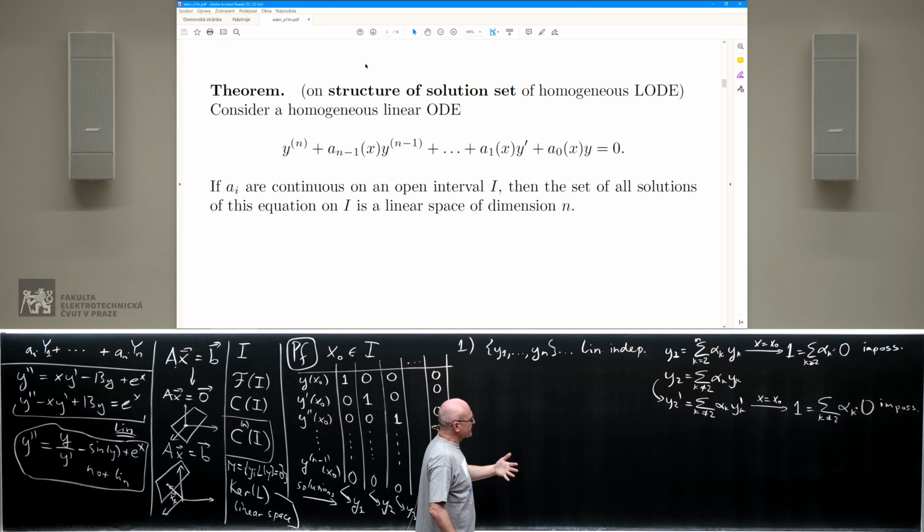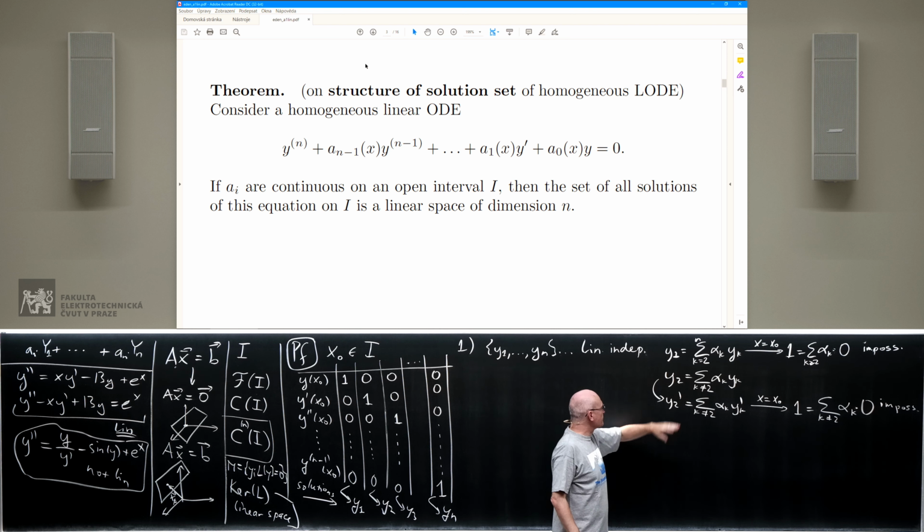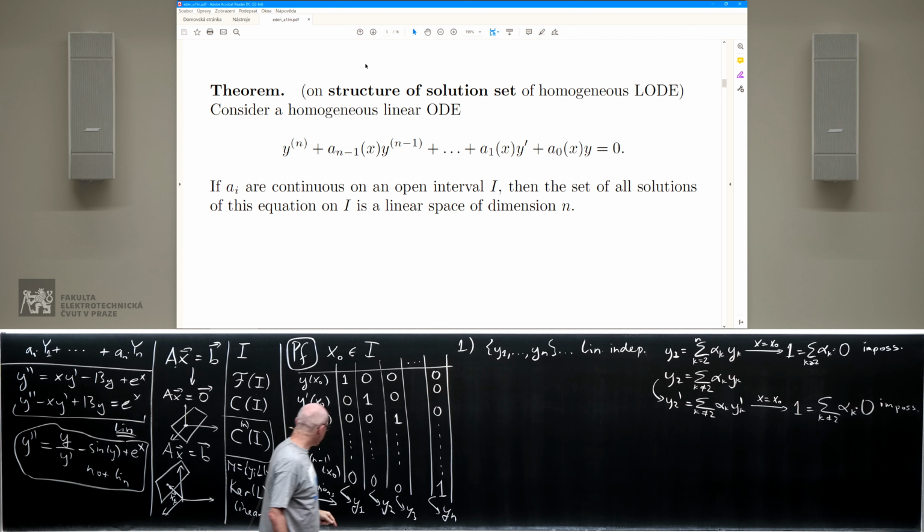And now you can see the pattern. If somebody says, OK, how about y3? Could y3 be a combination of the other guys? You would take 2 derivatives. And then for y3, the second derivative is 1, but the other guys are 0, and so on.